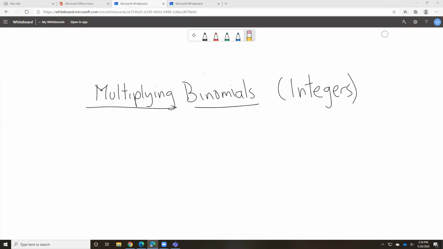Hello everyone, welcome again. We are going to do lesson 2 of multiplying binomials, where we're going to start using positive and negative signs. So as we know, a binomial is a two-term math sentence, so to speak. So we have x plus 2 times x plus 3. And this is, by the way, what you were supposed to do as your try out on your notes.